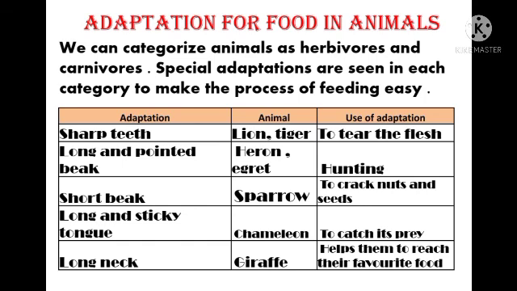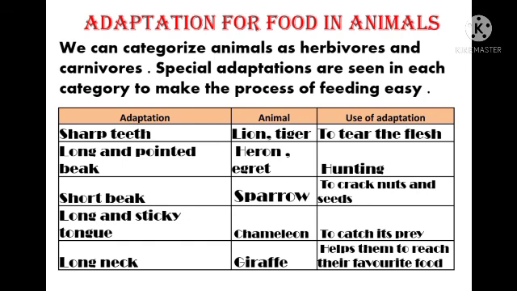Next is long and pointed beak. Students, we come to know that it's a pointed beak, so the adaptation will be in birds because birds have a beak. So, why will a bird have such a long and pointed beak? For what purpose? For hunting purpose. And the examples of long and pointed beak birds are heron and egret, which use their long and sharp beak for hunting.